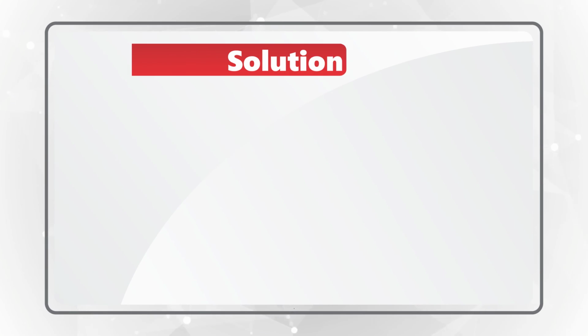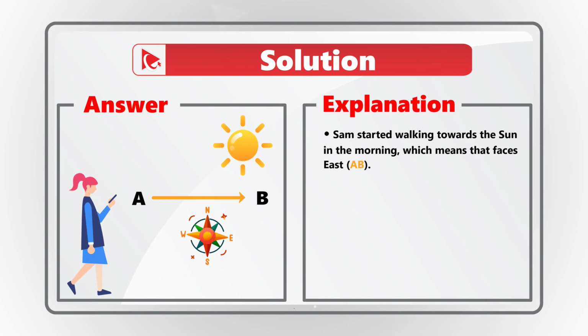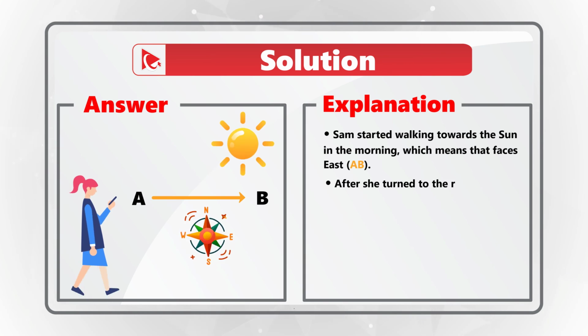Let's start from the beginning here. When Sam started walking early morning and faces the sun, it means that she faces east, because the sun is rising in the east. After Sam turned to the right, it means that she faces south now.